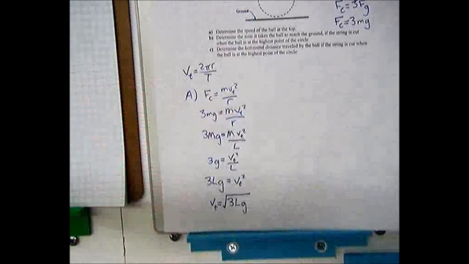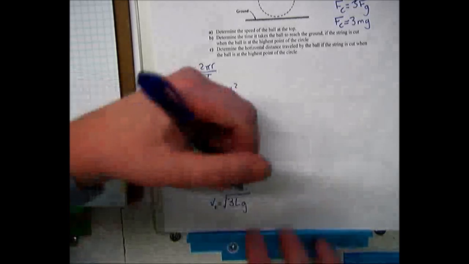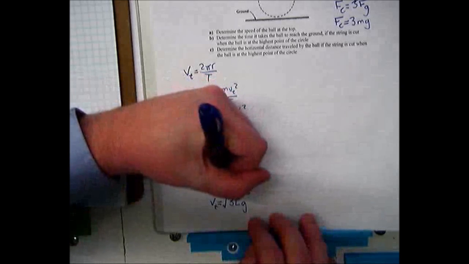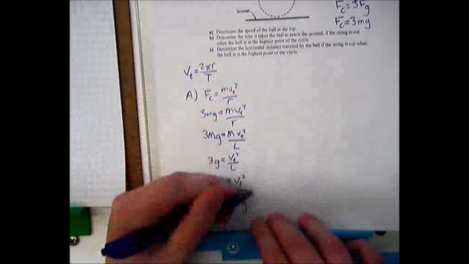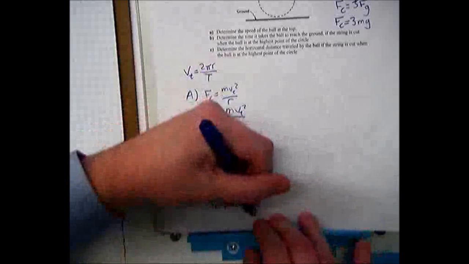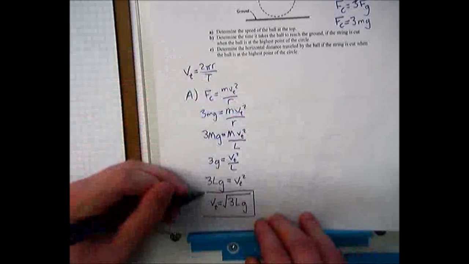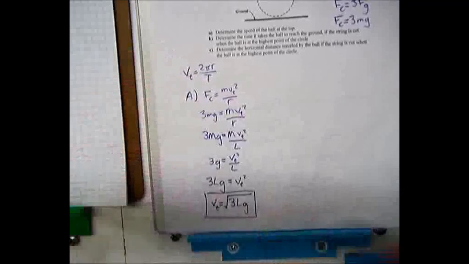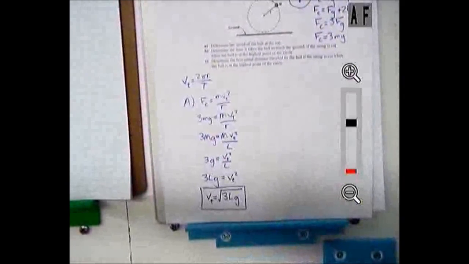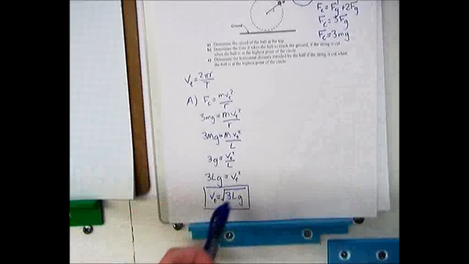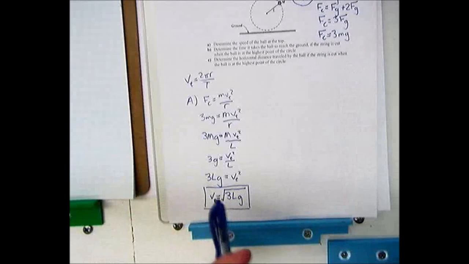Determine the speed of the ball at the top of the loop. We don't have a numerical answer. If we did have numbers for the length of the string, then we could plug those in easily and get a numerical answer. But they didn't give those to us, right? Really, this is like a general application. It's almost kind of like we found a shortcut equation.